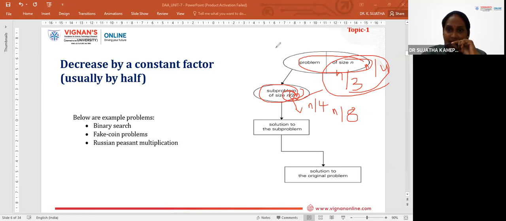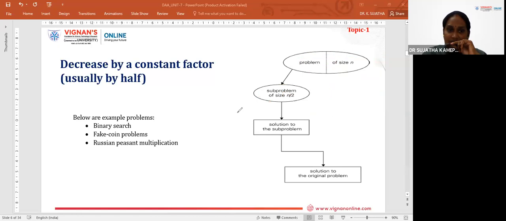So, it is an efficient one. Decrease by a constant factor algorithms are very efficient, especially when the factor is greater than 2, as in fake coin problems, etc. Here you can see the diagrammatical representation for this, and the basic applications that we can solve by using these types of decrease and conquer variation: binary search, fake coin problems, Russian peasant multiplication, like that.